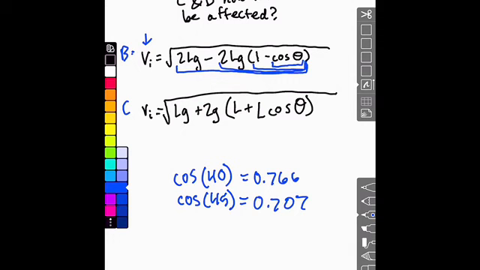I know it's a little confusing. And then for part C here, if this part is smaller, then this whole part is smaller, and ultimately the whole v initial here is smaller. So but that is one way to do it.